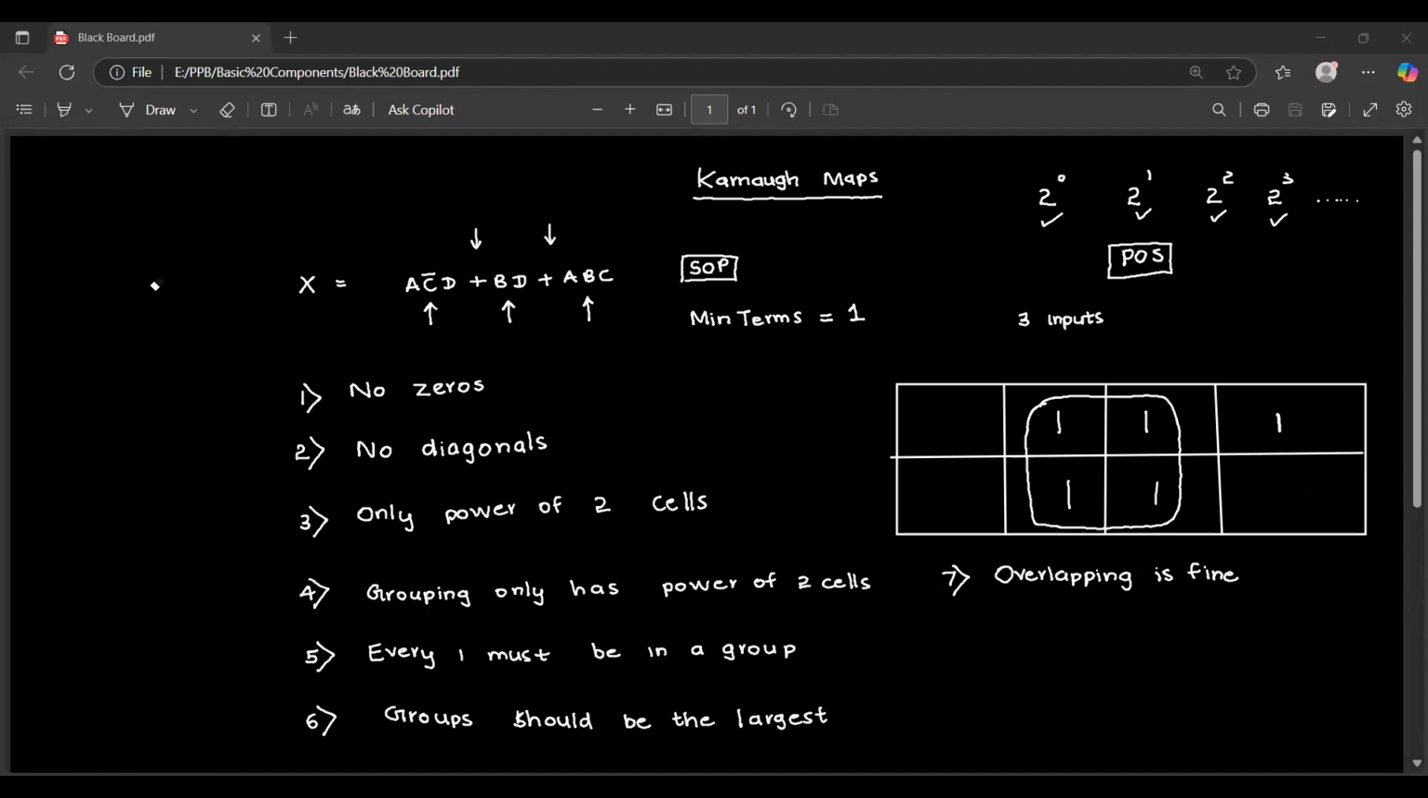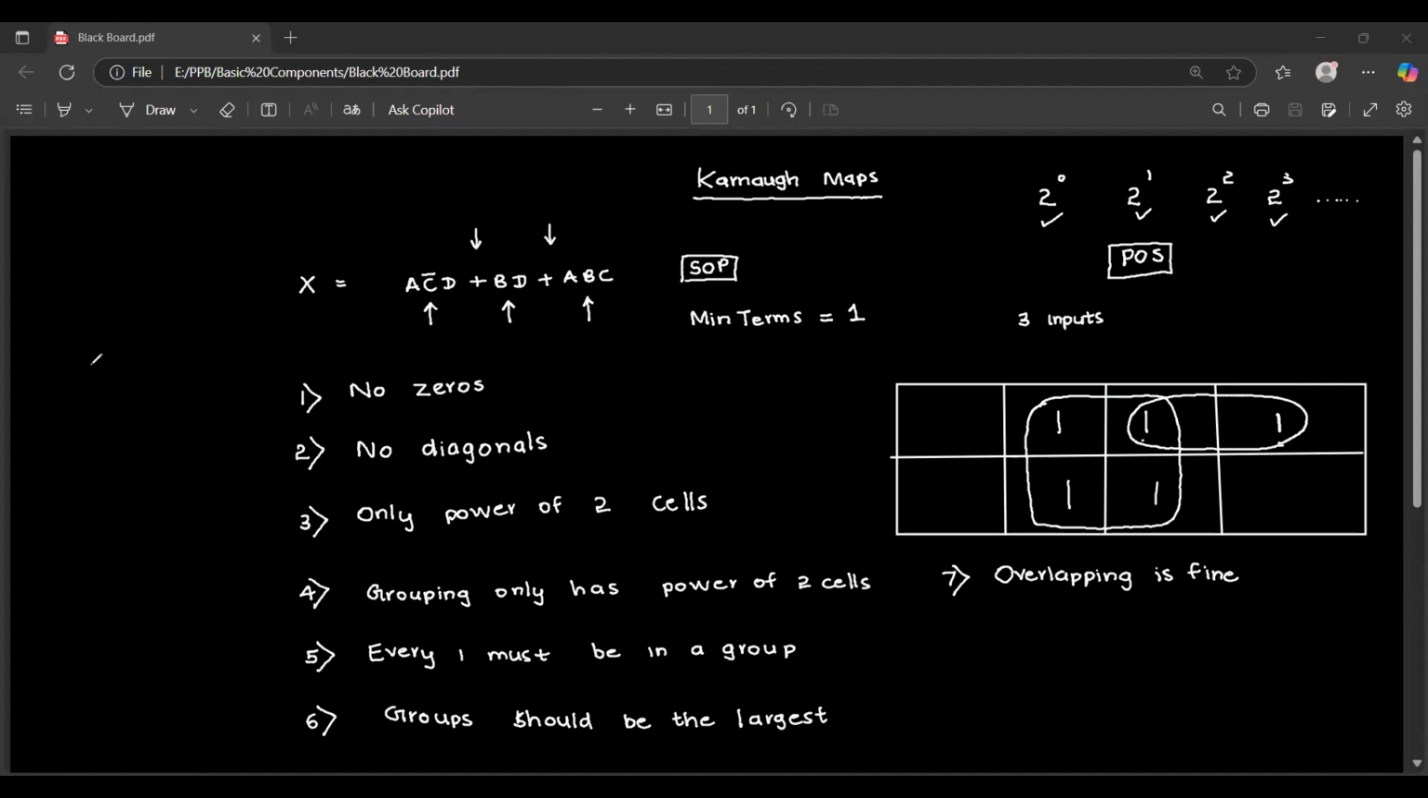Since this one is consecutive to this one, you have to group this also. Obviously, we can't diagonally make a group. But horizontally, since this is a possibility, you will do that.